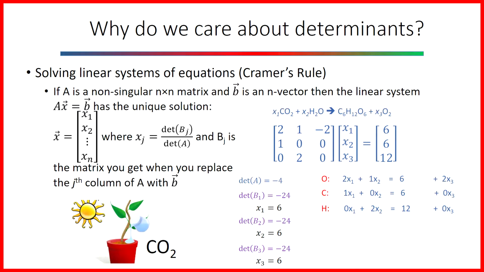Cramer's rule works, and we figured out that 6 carbon dioxide molecules and 6 water molecules are consumed to create 1 glucose molecule, and 6 oxygen molecules are evolved in the process. Okay, so that was one important use of determinants. One nice thing about this approach of solving linear systems of equations is that we can pretty easily just plug all of these calculations into a computer and solve systems of equations without even really thinking about it.